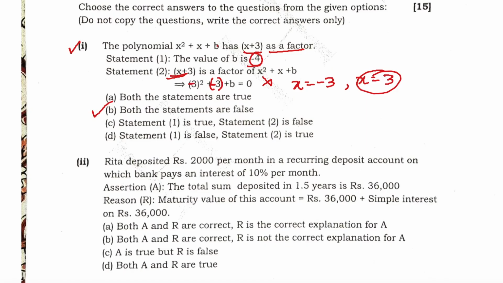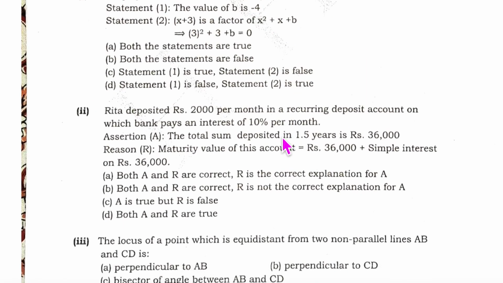So it will be B. As it is, the statement says that it equals 0, but it is not a factor, so it is false.